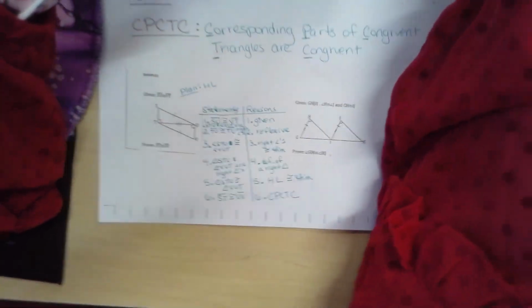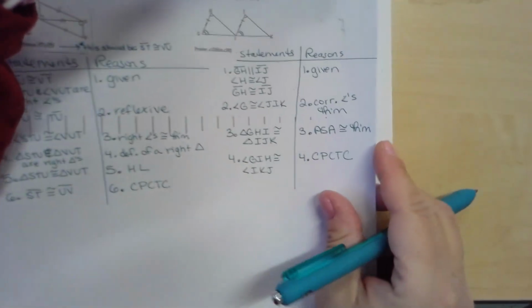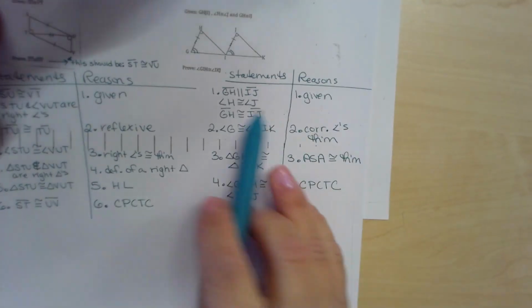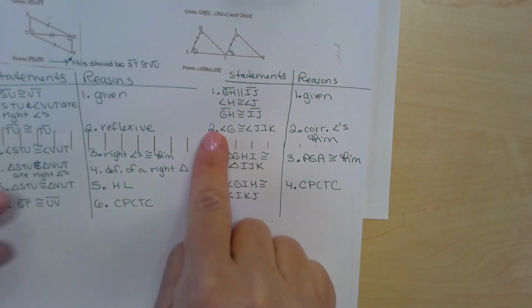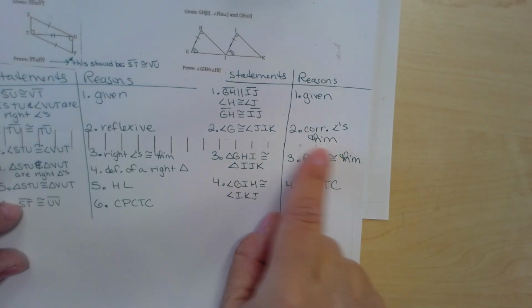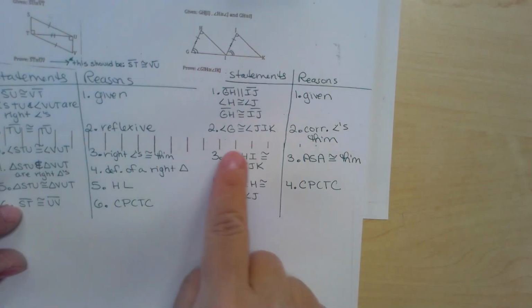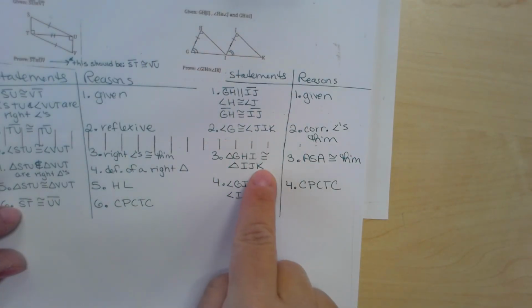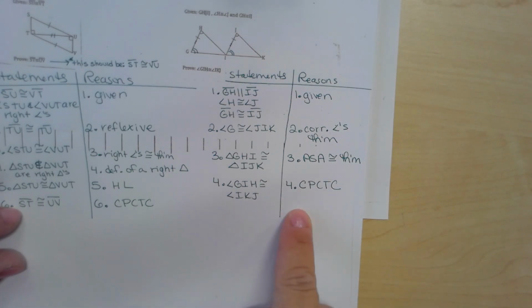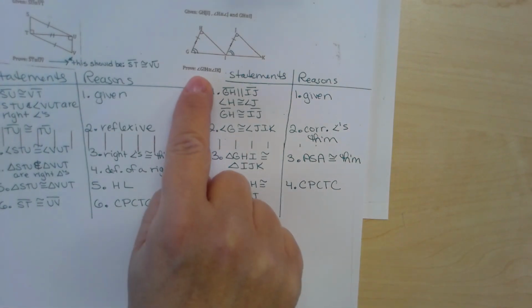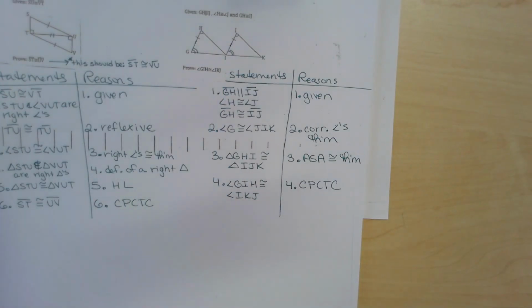Okay, hopefully you are not copying me and you actually tried this on your own. So your steps could be a little different than mine, but I used the corresponding angles theorem, because these are parallel lines cut by a transversal, and then the triangles are congruent through ASA, and then I used CPCTC to show that these angles are congruent.